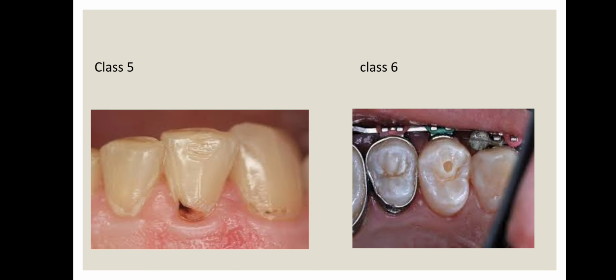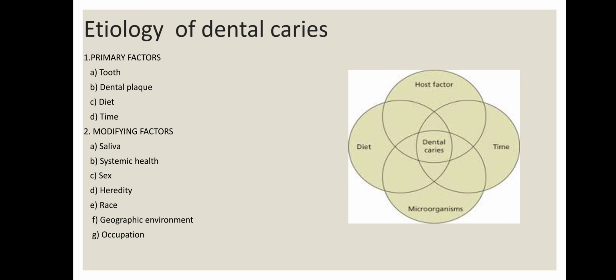Class 5 caries is seen at the gingival third of the facial and lingual surfaces of anterior and posterior teeth. Class 6 caries is seen on the incisal edges of anterior teeth and cusp tips of posterior teeth. Etiology of dental caries. Primary factors: tooth, dental plaque, diet, time. Modifying factors: saliva, systemic health, sex, heredity, race, geographic environment, and occupation.